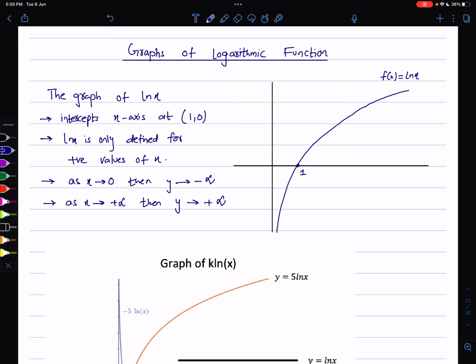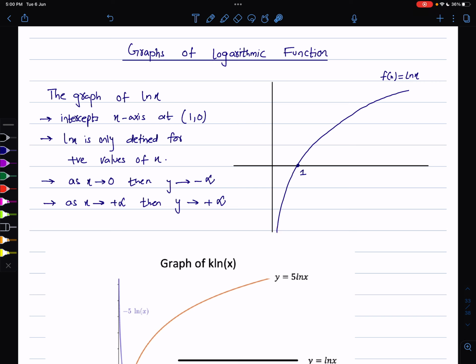So we know that the graph of e to the power of x was like this. So the ln x graph is going to be a reflection of the graph in the line y equals x. So we get this as a reflection.